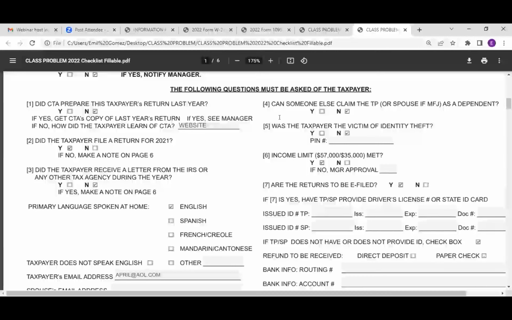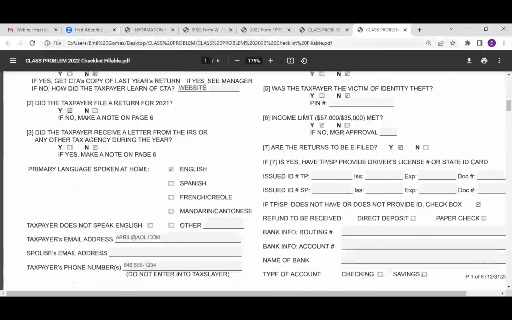Remember the rules for qualifying children and dependency? The taxpayer himself cannot be dependent on someone else. Identity theft victim, we talked about the importance of that, and enter the PIN number if you have it. Are the income limits met? Yes, in this case. Again, we do not do returns above these income limits. We have done that. Again, for long-time taxpayers, you need a manager's approval. The manager will put their initials there.